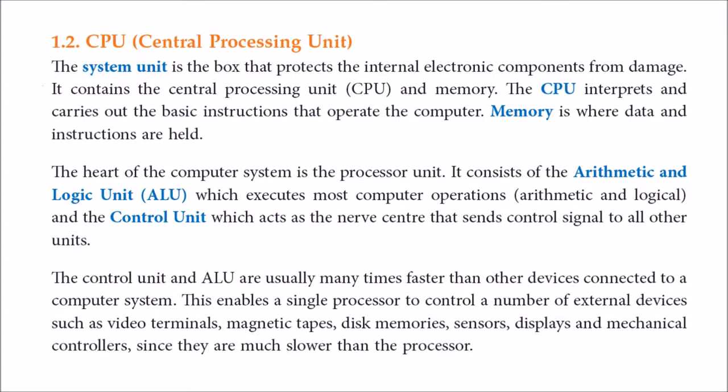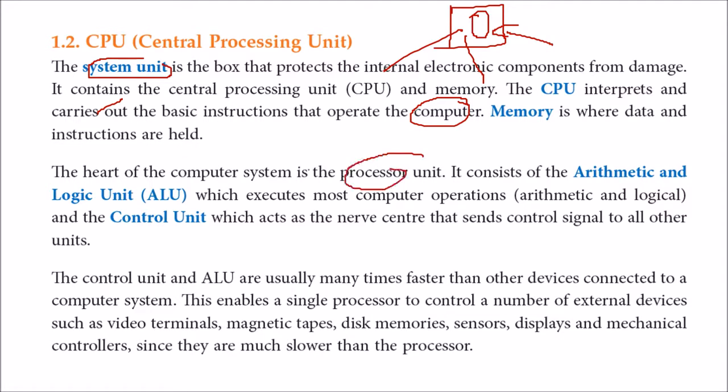Now we come to the CPU, Central Processing Unit. The system unit is actually just the box, the cabinet which you see, and somebody would say it is a form factor. This cabinet protects the internal electronic components from damage, and it contains a CPU and memory. The CPU interprets and carries out the basic instructions that operate the computer, and memory is where the data and instructions are held.